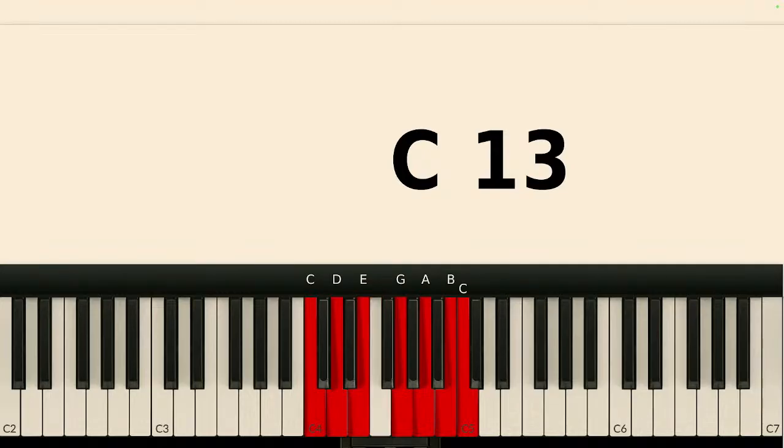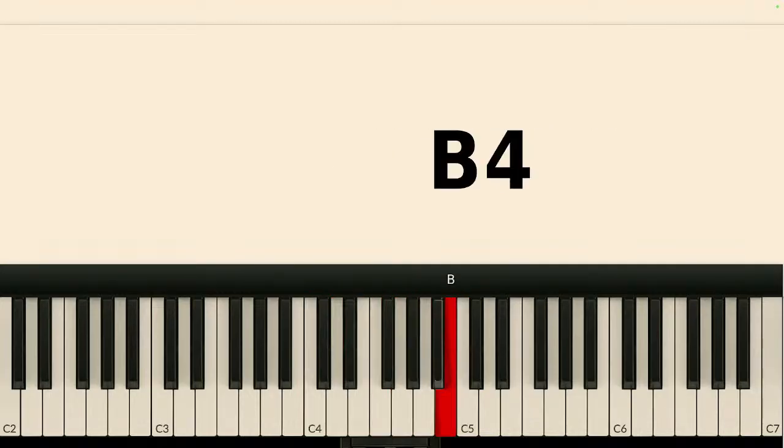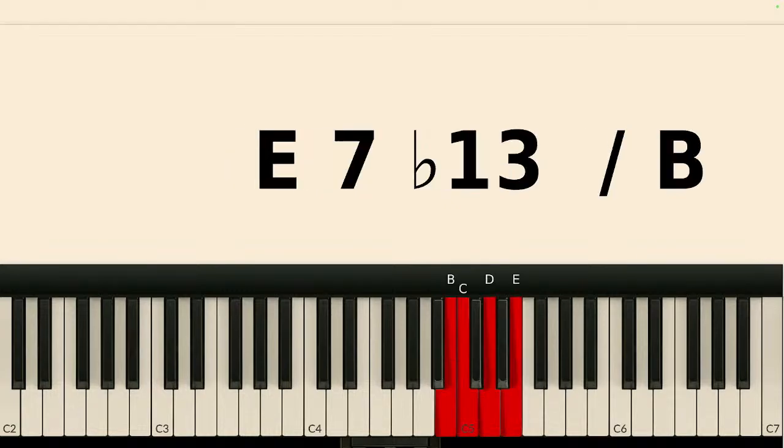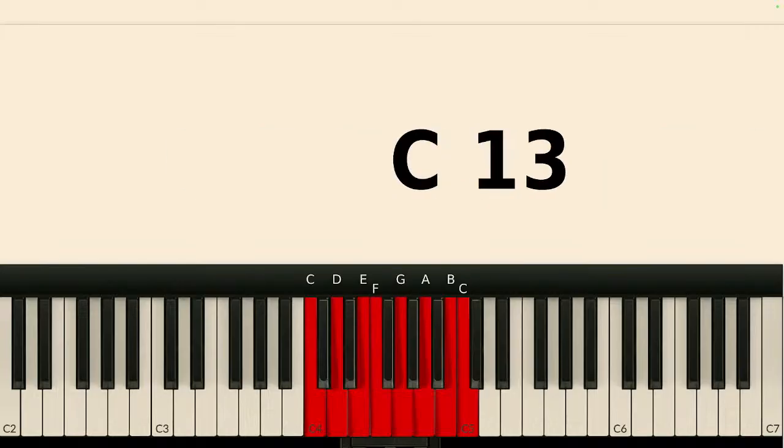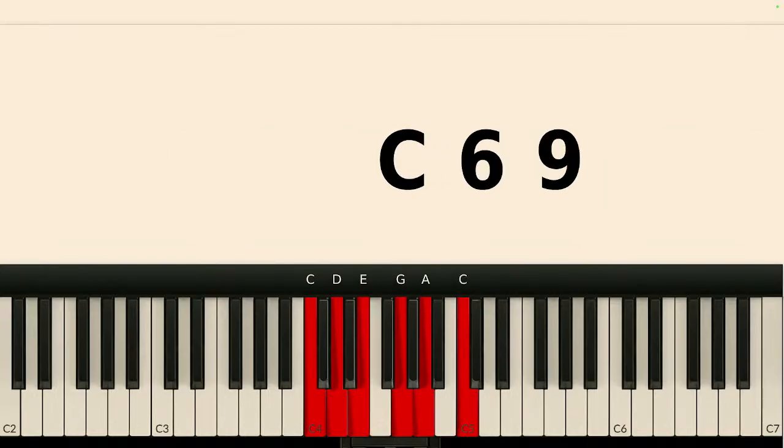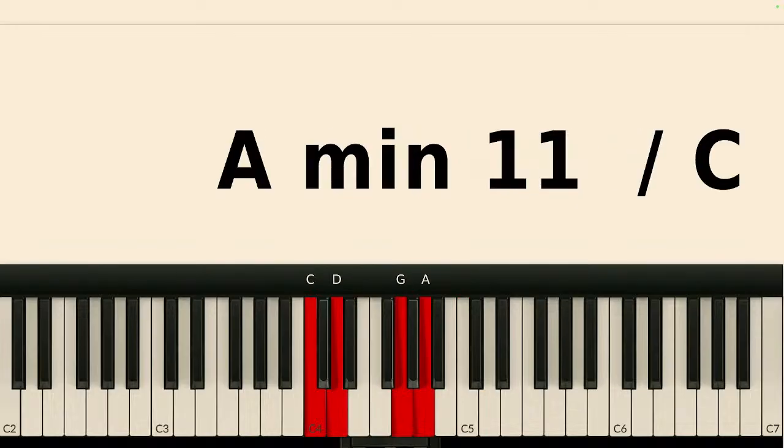So the F is gone, the B is gone. So what's a fourth from B? 1, 2, 3, 4. That's your E. So the E is going. So the F is gone, the B is gone, and now the E. The E is going. So this leaves us with the tetratonic.